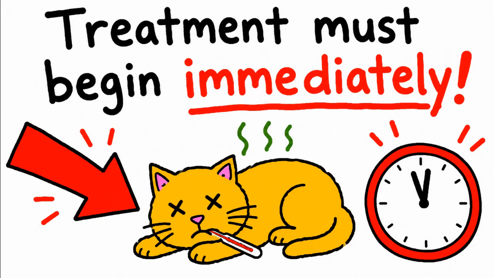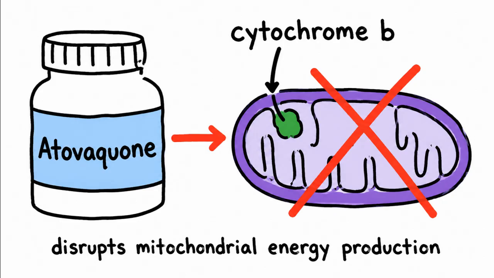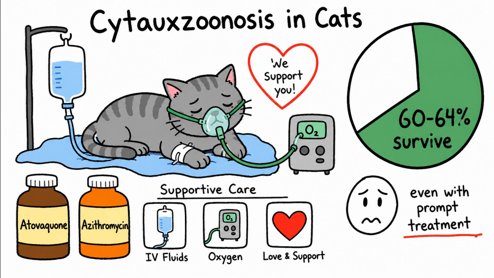Treatment must begin immediately. The recommended protocol is atovaquone at 15 mg per kilogram orally every 8 hours combined with azithromycin at 10 mg per kilogram orally every 24 hours for 10 days. Atovaquone is an antiprotozoal ubiquinone analog that binds parasite cytochrome B and disrupts mitochondrial energy production. Azithromycin is a macrolide antimicrobial that interferes with protein synthesis within the parasite. Even with prompt combination therapy and intensive supportive care, reported survival is only approximately 60 to 64%.